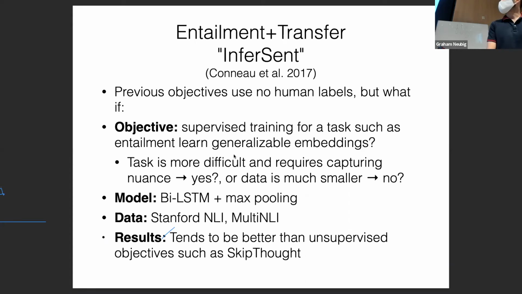The data that they can use to train the embeddings based on training using entailment or inference is much smaller, because they can only use manually labeled data from these data sets, for example.